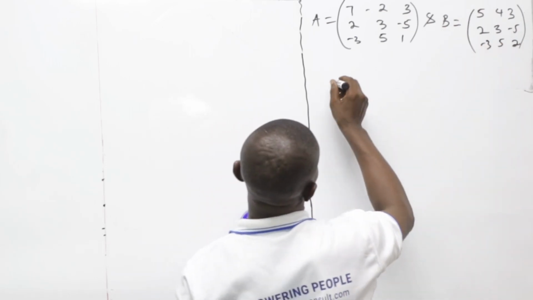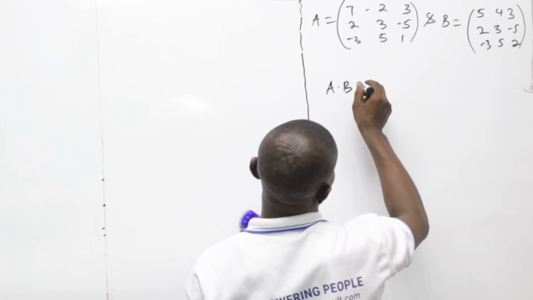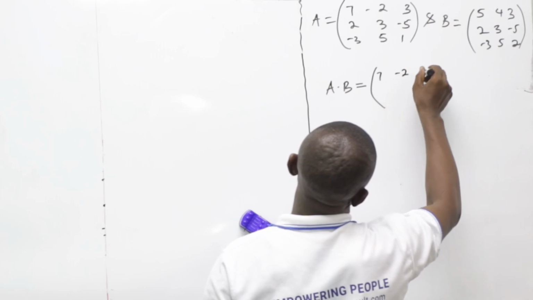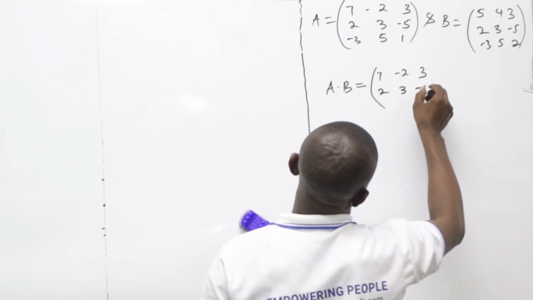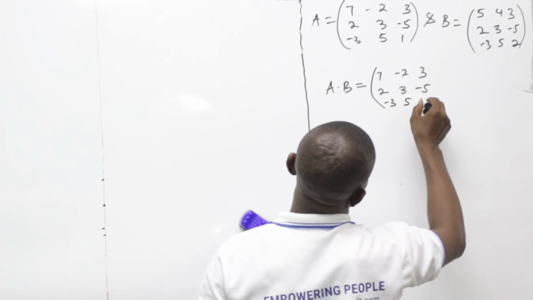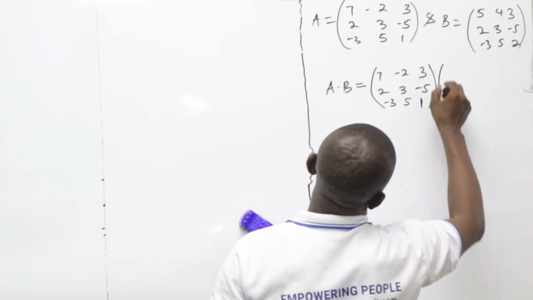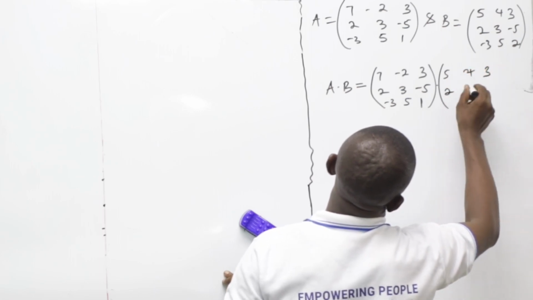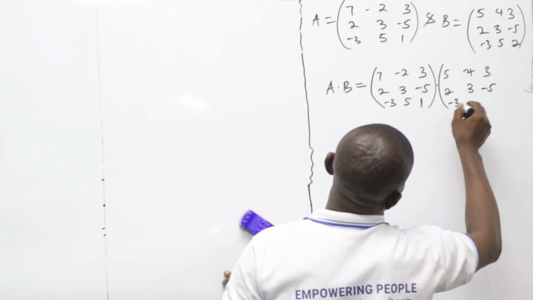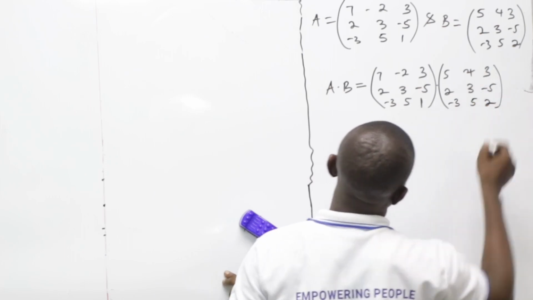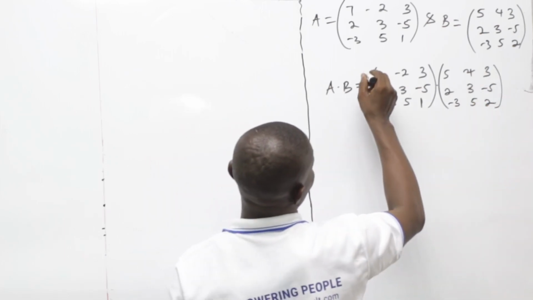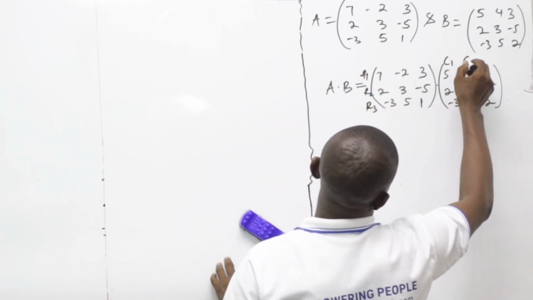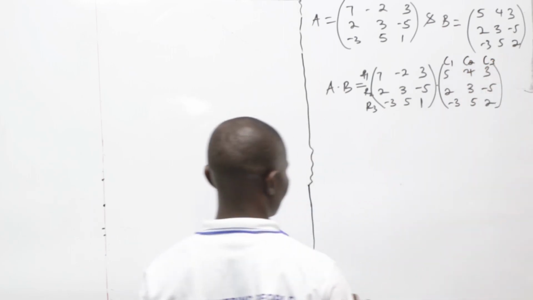So A dot B will be equal to 7 minus 2, 3, 2, 3 minus 5, minus 3, 5, 1, into 5, 4, 3, 2, 3 minus 5, minus 3, 5, and 2. Arrangement. Row 1, row 2, row 3. Column 1, column 2, column 3.